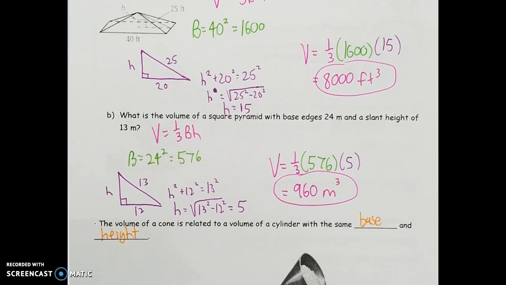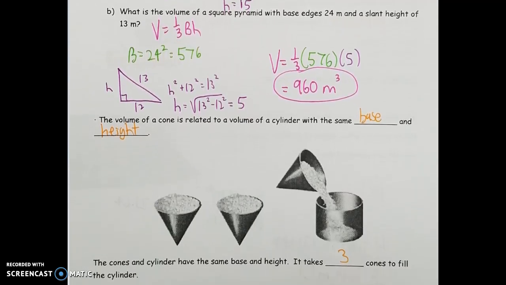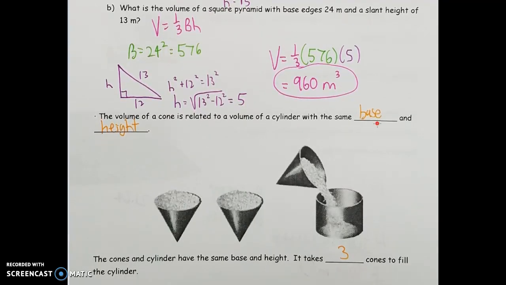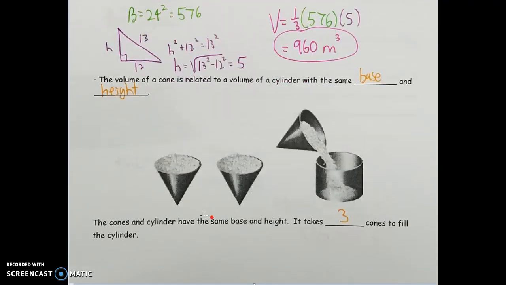So if I want to look for a cone instead of a pyramid, that's also related to the volume of a cylinder with the same base and height, just like our prisms were. And we derive the formula a similar way as well. Cones and cylinders have the same base and height, so if I line the cone up with the cylinder, it should fit right over the top.